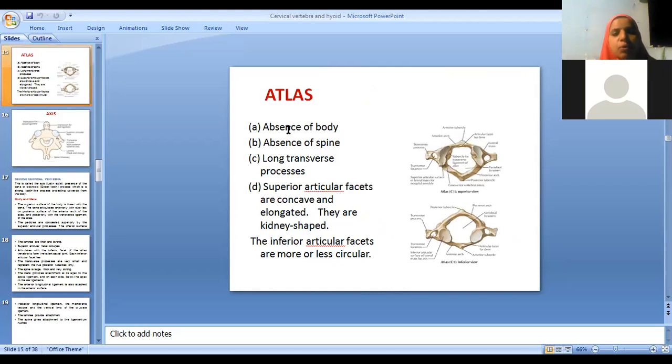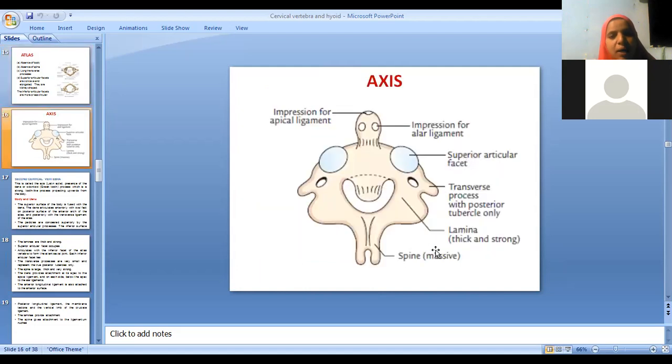So in the atlas, we don't have a body, and we don't have a spine either, like the bifid spine you have seen in a typical cervical vertebra. No such thing is there here. It has a long transverse process. It has a superior articular facet which is concave, elongated, kidney shaped. It has an inferior articular facet which is less circular.